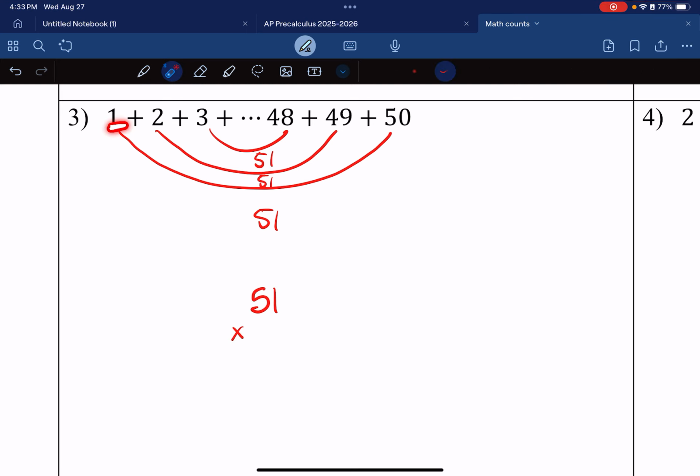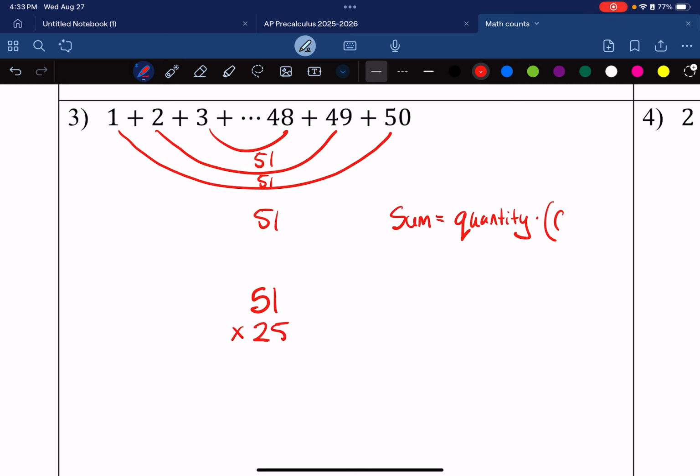In this case, because I started at 1, I can say there are a total of 50 numbers. I can divide that by 2 and say there's a total of 25 pairs. If I want to use just the formula, you can do that as well. The formula says that the sum of the numbers is equal to the quantity times the first plus the last, all divided by 2, and we can substitute in here, right?